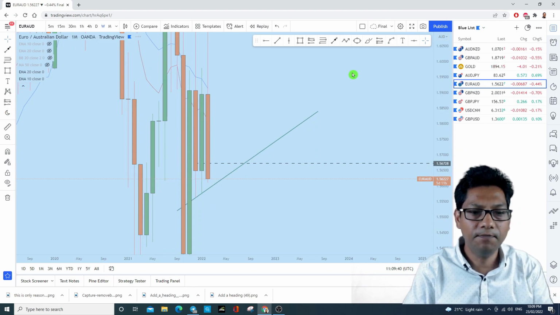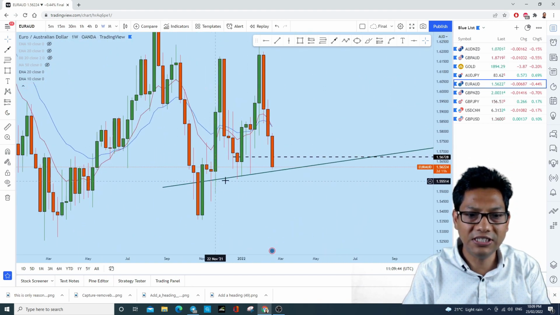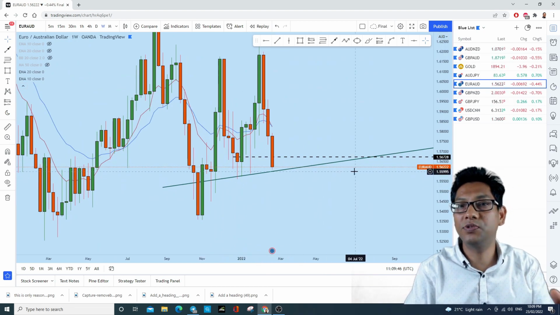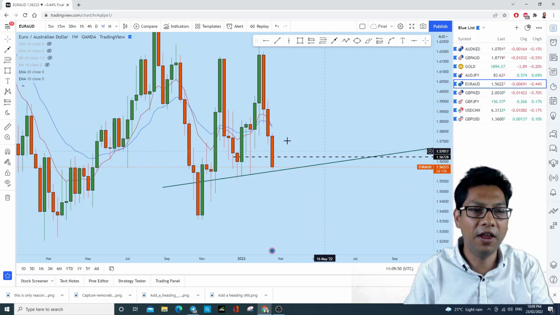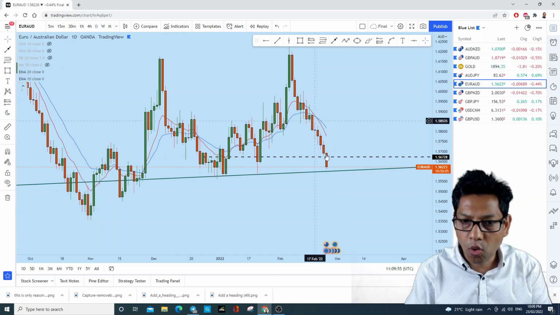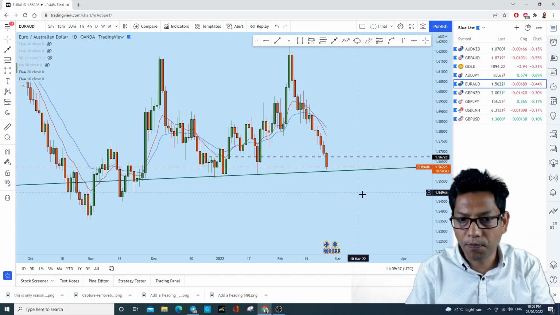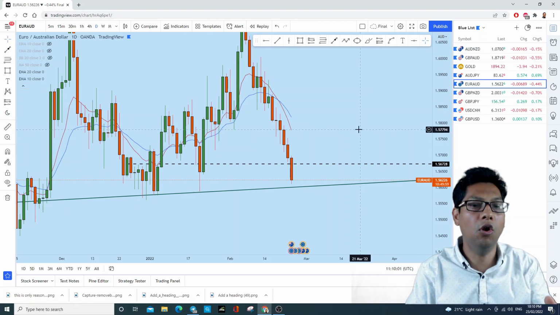So weekly, what you see, Euro AUD back to back 3 weeks drop. Now this is the support, a strong level of support, and from here we will possibly look for buying opportunity on Euro AUD. Daily, now back to back quite a few days Euro AUD dropped. Now from here we will wait for a long opportunity.